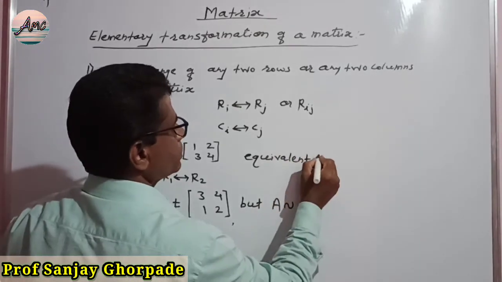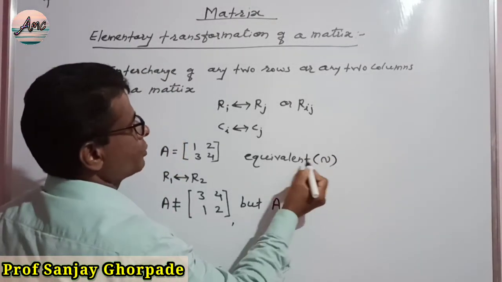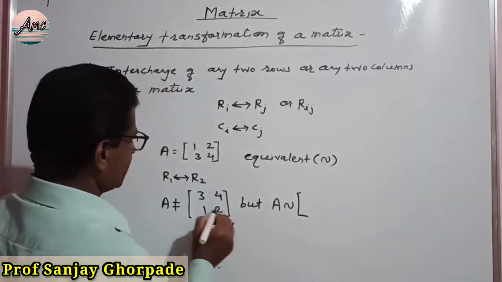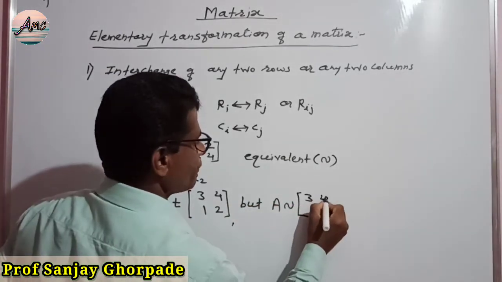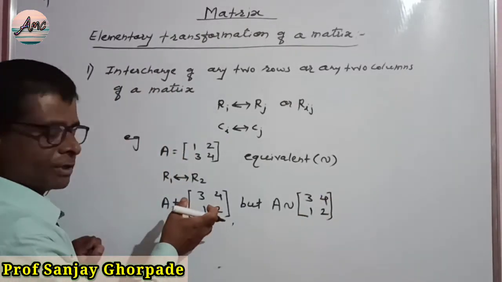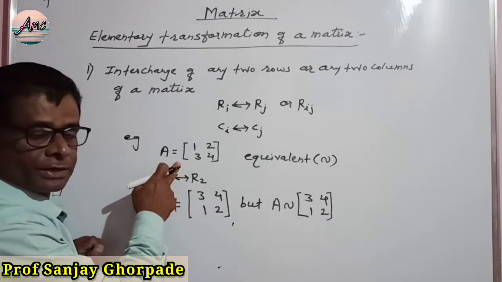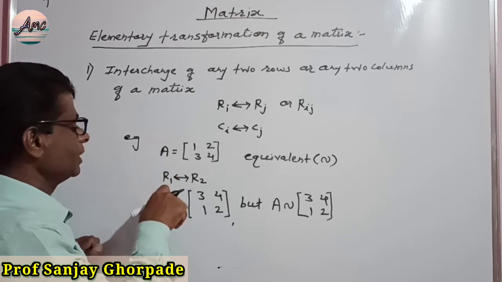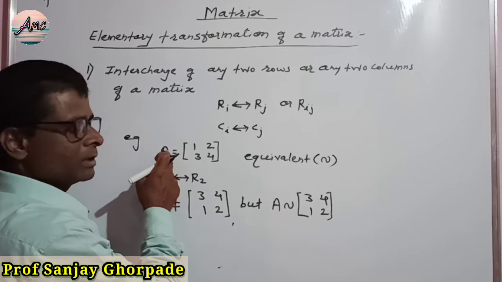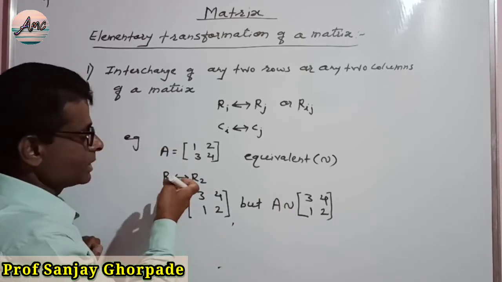So the meaning of this symbol is equivalent. So A is equivalent to the new matrix 3, 4, 1, 2. The new matrix which we got, of course it is not equal to the given matrix. It is not equal to the original matrix. But this matrix is equivalent to the original matrix. So this is in case of the row transformation.